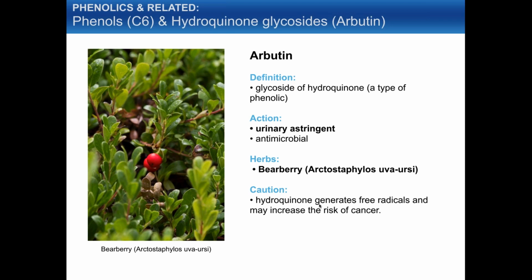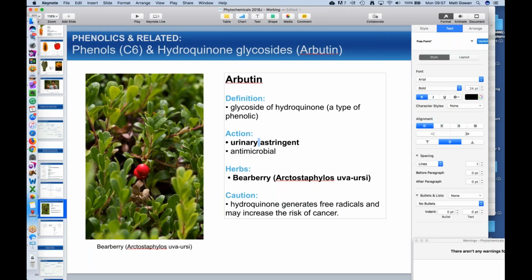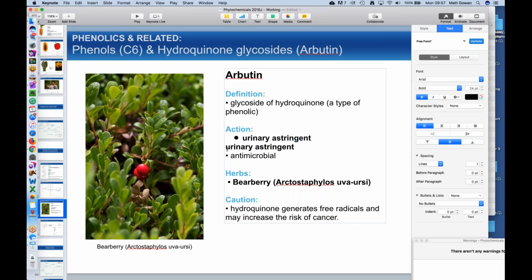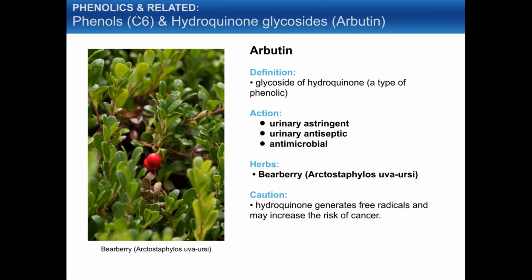Bearberry, the herb, is primarily used as a urinary astringent and also a urinary antiseptic. Okay, let me just write that down. I'm going to add this to your list. Antiseptic. I've kind of said it by stating it's an antimicrobial, but some people will use the term urinary antiseptic.